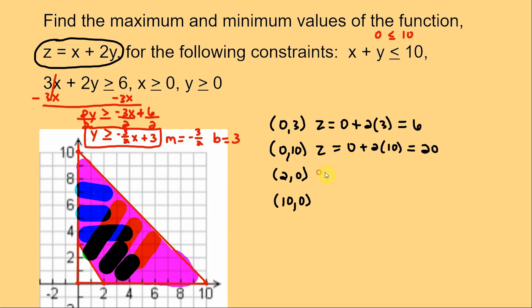In the next one, we have 2 for x and 0 for y. Well, 2 times 0 is 0, so 2 plus 0 would just be 2. And in the last one, we get 10 for x, and we're plugging in 0 for y, so 10 plus 0 is 10. So the 20 would be our maximum, and 2 would be our minimum.